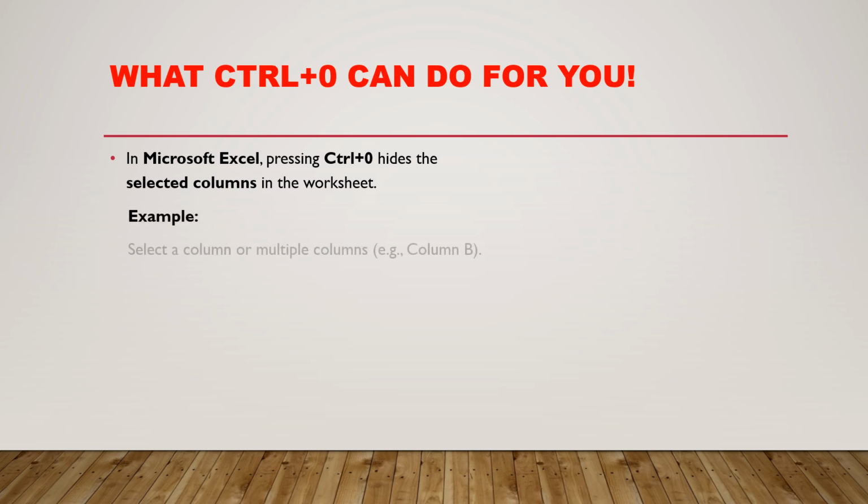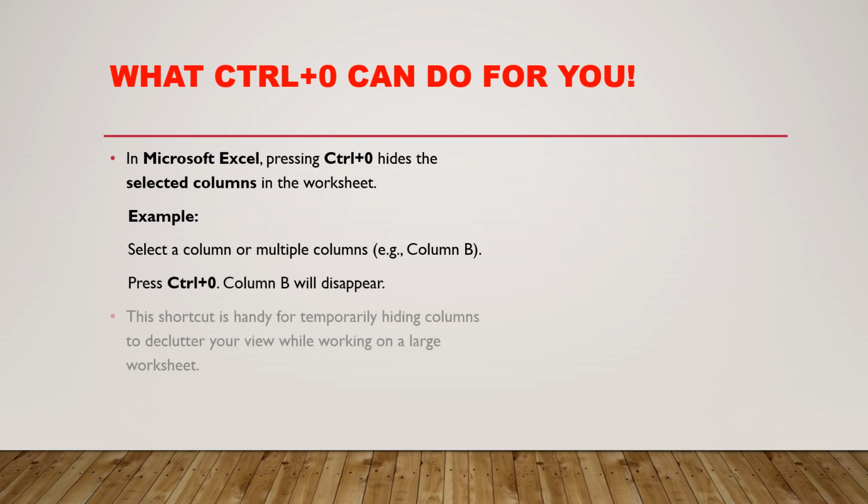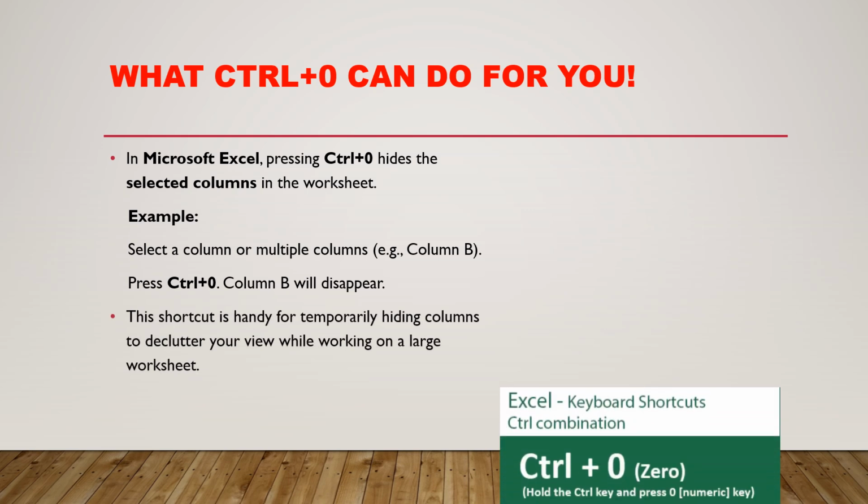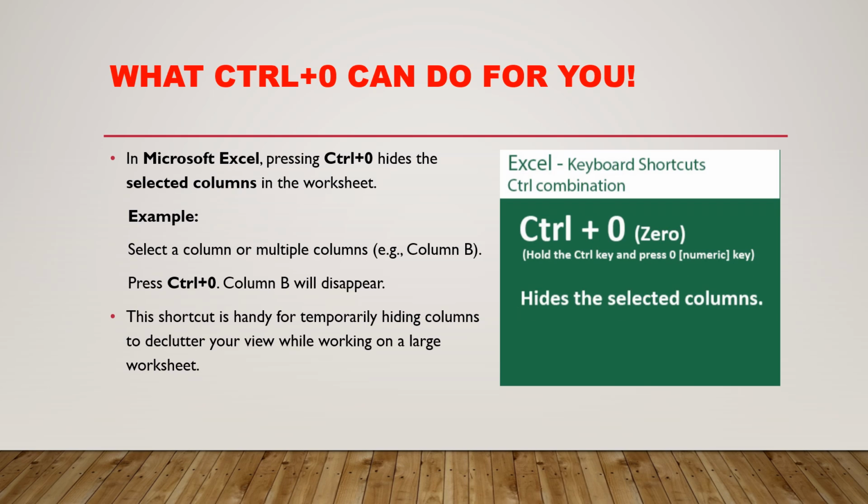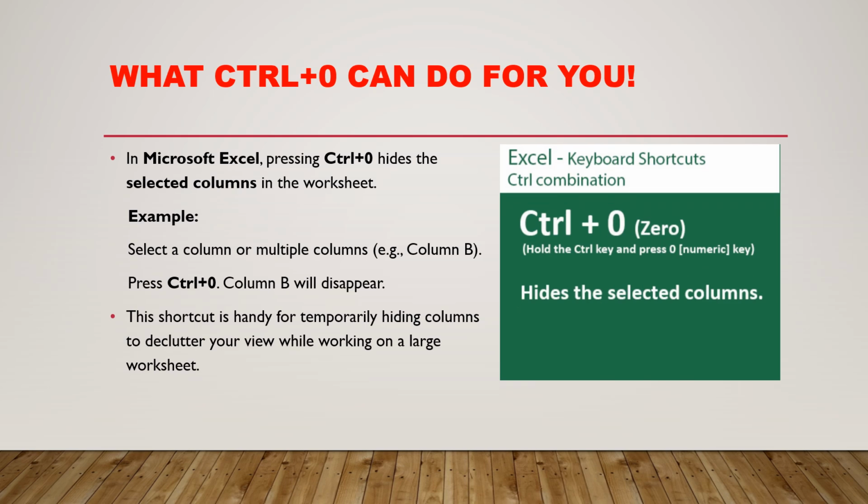Here's an example. Let's say column B has data I don't need to see right now, but I don't want to delete it. I select column B, press Ctrl+0, and voila, it's gone from view. But don't worry, your data isn't lost. It's just hidden. To bring it back, simply select the surrounding columns, right-click, and choose Unhide, or use the ribbon menu under Home, Cells, Format, Unhide Columns.